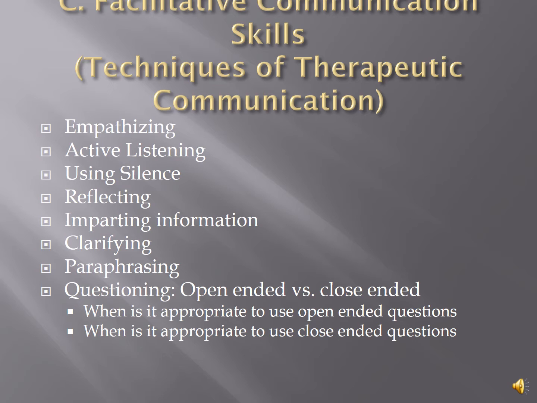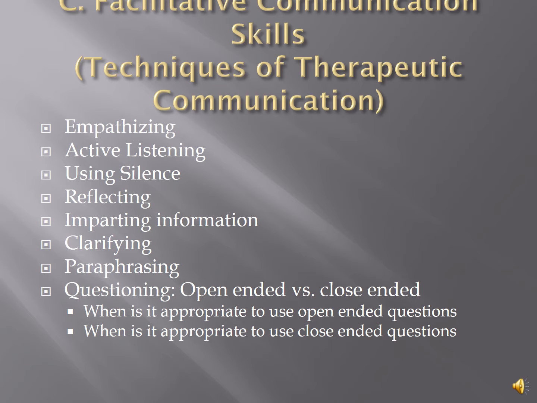Imparting information is basically giving facts to the patient that they may need, and that also involves a lot of patient education. Clarifying is when a patient is saying something to them, and we want to make sure that we understand the client's statement. So we may ask a question in order to make the statement clearer for ourselves. One example would be if we ask for an example.